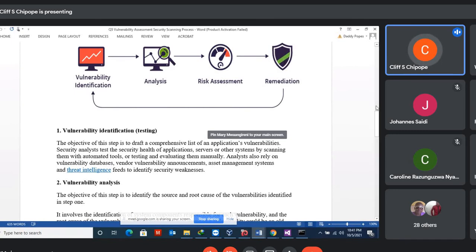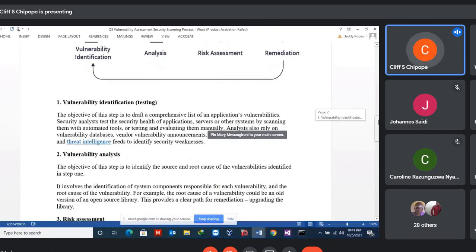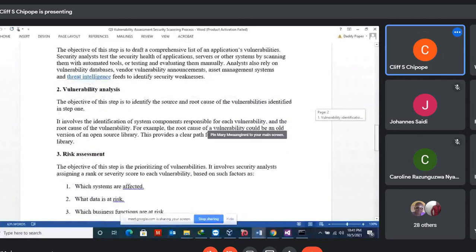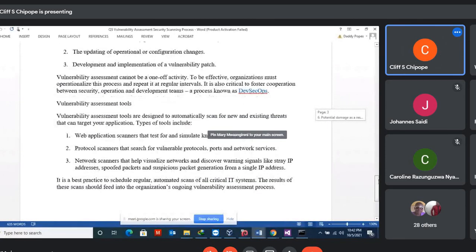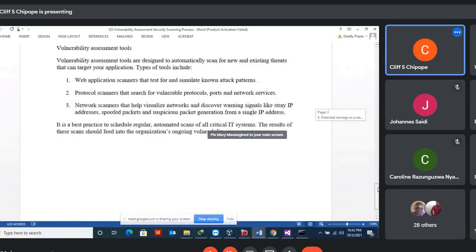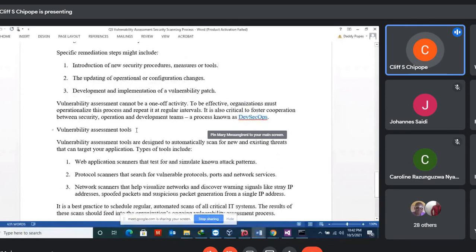But due to a lot of factors, maybe talking about system updates or something like that, tomorrow we may find other vulnerabilities on the system. So it's an ongoing process. So this is what we are saying: vulnerability assessment cannot be a one-off activity. To be effective, organizations must operationalize this process and repeat it at regular intervals.